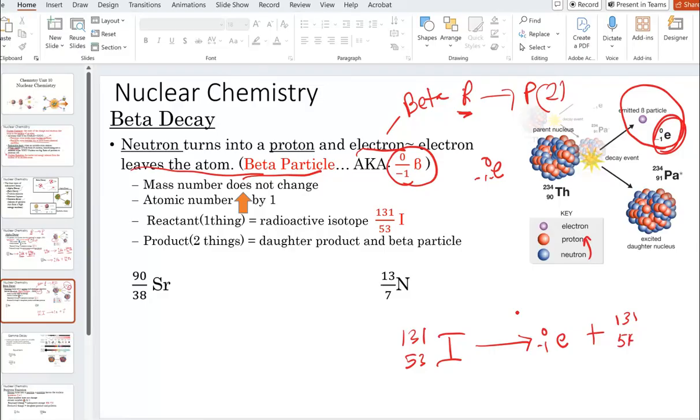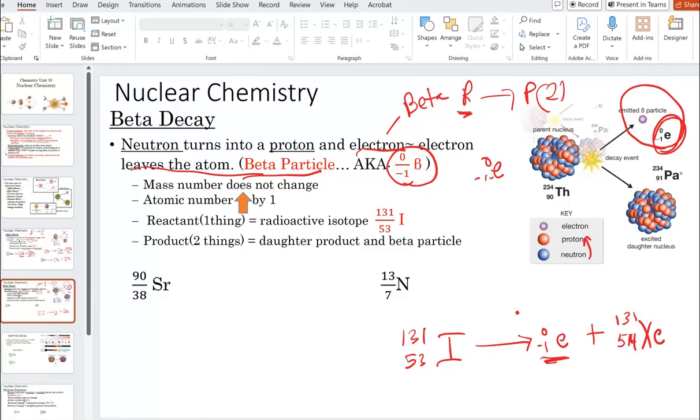There we go, 54. So now I'm going to go to my periodic table, and I'm going to find the element that has atomic number 54, and that's going to be xenon. So Xe. So when iodine 131 breaks down through beta decay, it will produce a beta particle that leaves the atom and a new daughter product, which is xenon 131.